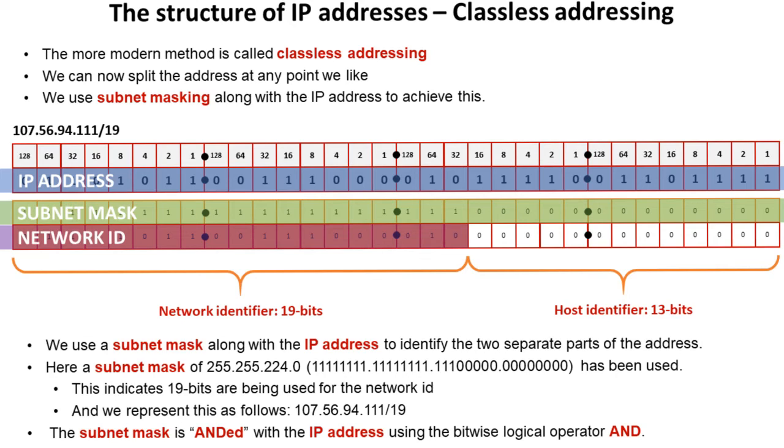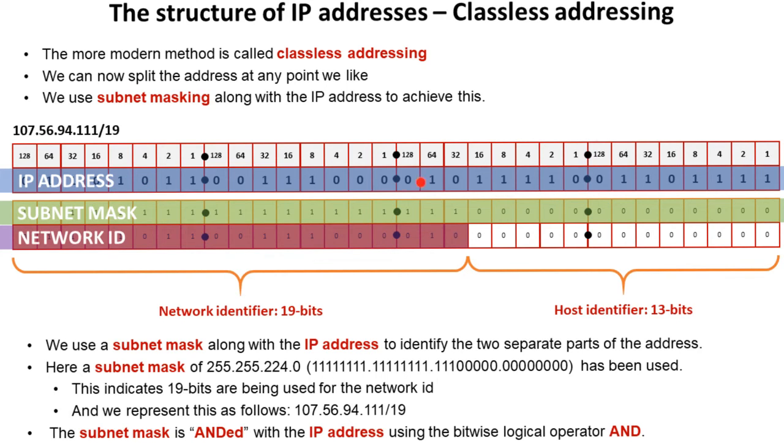This subnet mask is then ANDed with the IP address using the bitwise logical operator AND. In other words, if there's a 1 in the IP address and there's a 1 in the subnet mask, we write a 1 here. If there's a 0 and a 1, then ANDing results in a 0. Effectively, by performing the bitwise AND operation, we are copying the IP address from here into the network ID. 1 and 1 is 1, 1 and 1 is 1, 0 and 1 is 0. So this digit gets copied here.